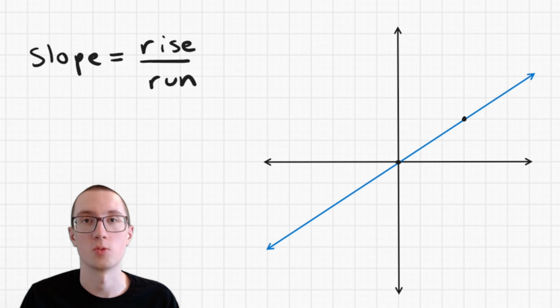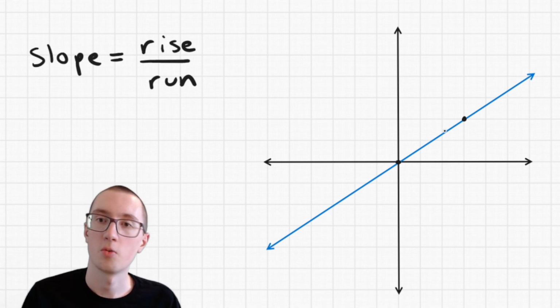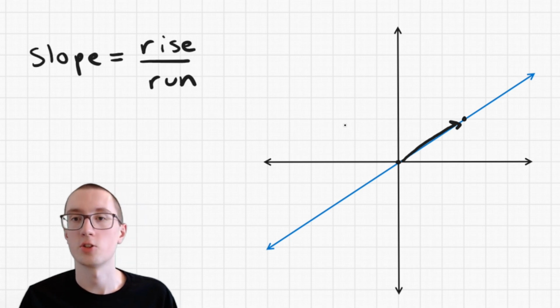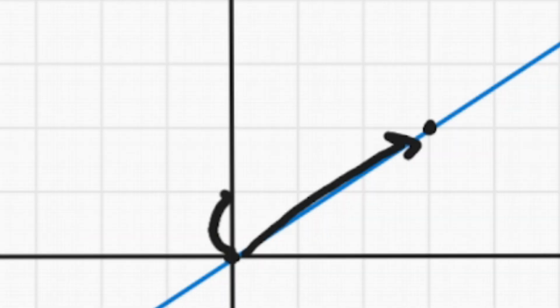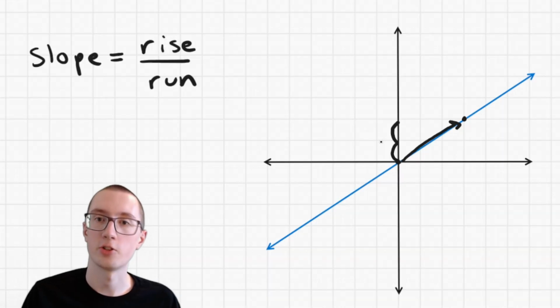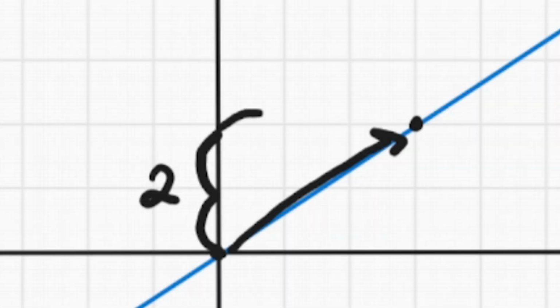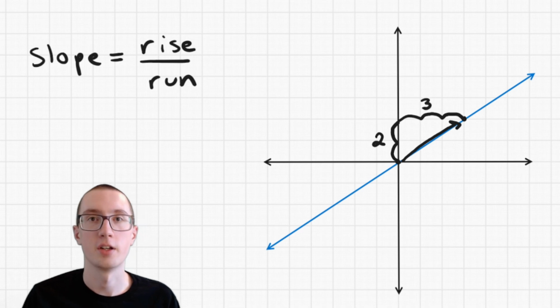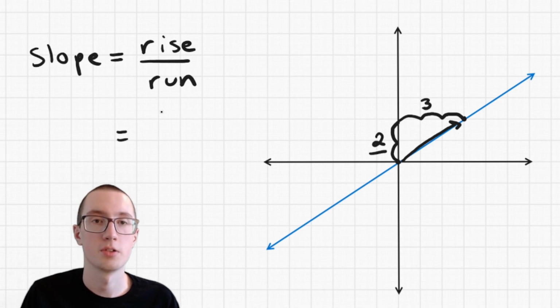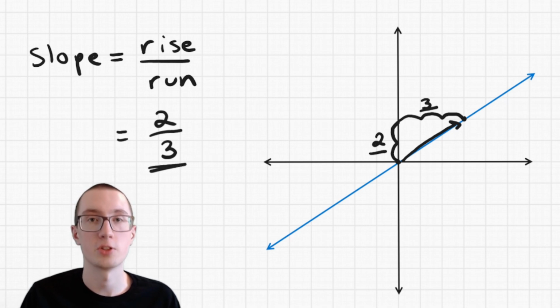So now we need to figure out how much it rises and how much it runs. Well, to get from this point to this point, it needs to rise 1, 2 squares. So the rise is 2, and it needs to run 1, 2, 3 squares. So the run is 3. So to find our slope, we just need to plug in rise and run. The rise in this case was 2, and the run in this case was 3. So that's it. Our final slope is 2 over 3.